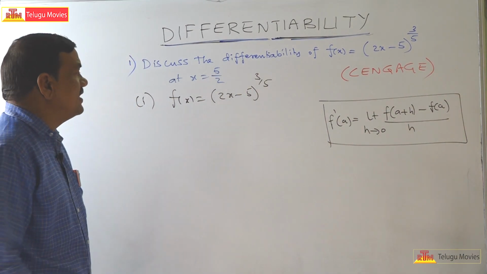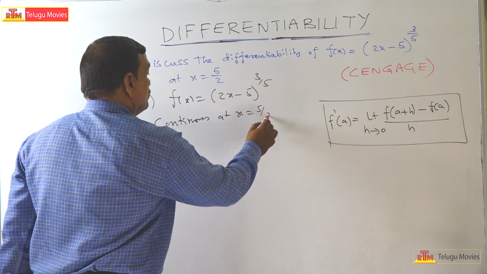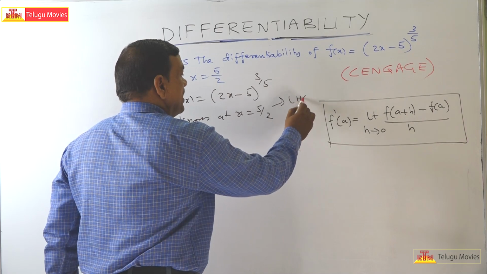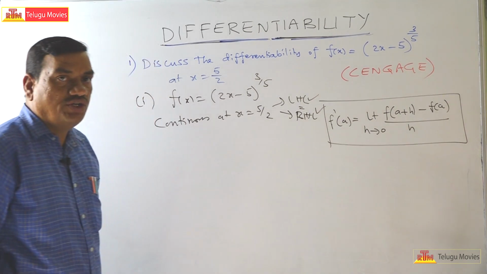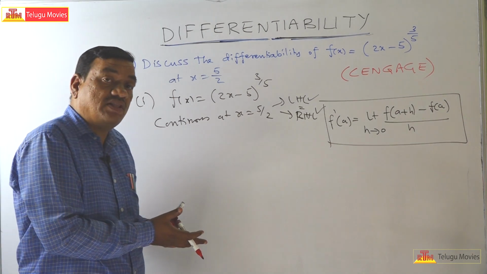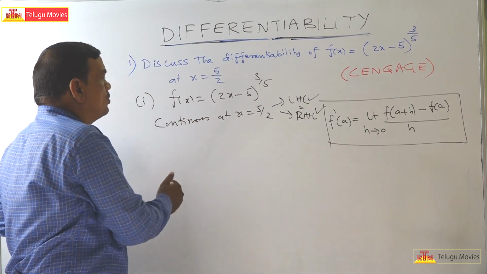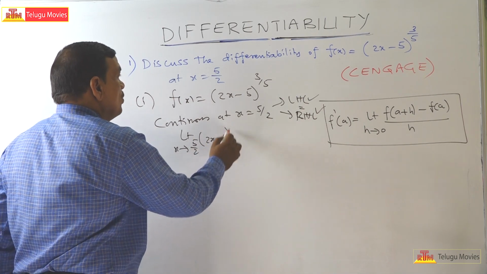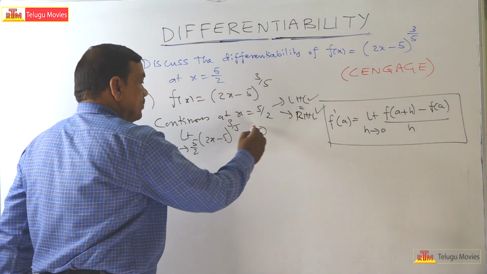First of all, we have to check whether it is continuous at x = 5/2. That we can do very easily. The left hand limit and the right hand limit both exist and are equal, so it is continuous at x = 5/2. In the previous class, I explained how to check whether a function is continuous or not. Let us find the limit as x tends to 5/2 of (2x - 5)^(3/5). This is equal to 0.